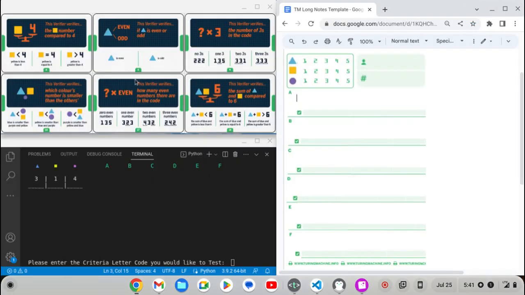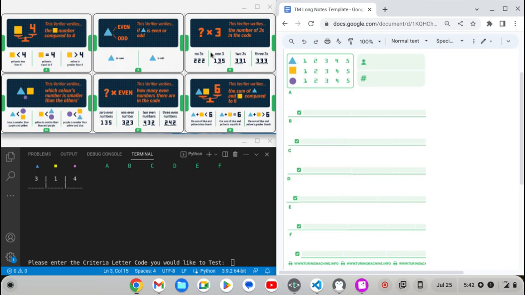So on the grid above, we've got our 6 criteria cards. On the top row, we've got criteria card A, criteria card B, and criteria card C. On the bottom row, we've got criteria card D, criteria card E, and finally criteria card F. Criteria card A looks at our middle digit, our square digit, and we'll be comparing it to the number 4. So should the value of square be less than 4? Should it be equal to 4? Or should it be greater than 4?